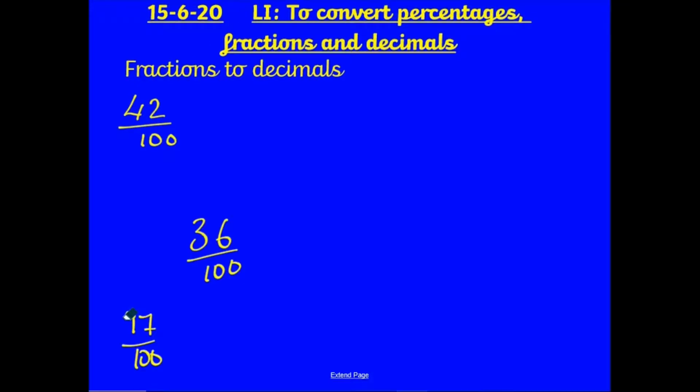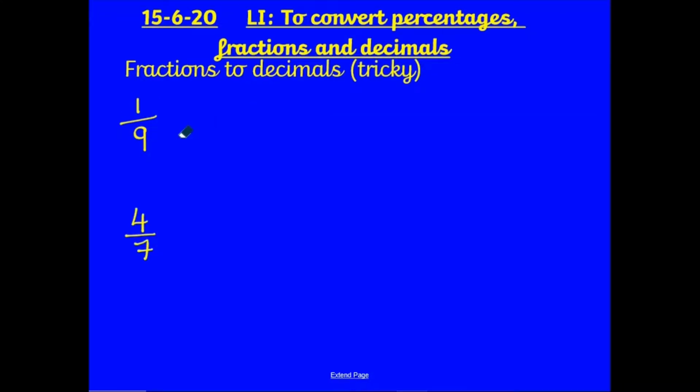Now, fractions to decimals. Fractions to decimals, these ones are very similar. So if you've got 42 over 100, that means you've got 42 parts of 100, so 42 divided by 100, which is going to be 0.42. 36 over 100 is equal to 0.36. 97 over 100, 0.97. I'm dividing by 100. I take my numerator and I divide it by the denominator.